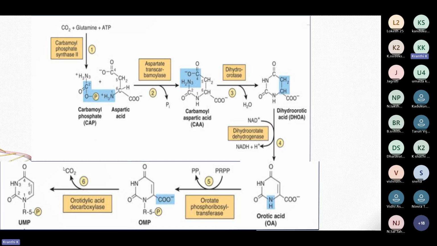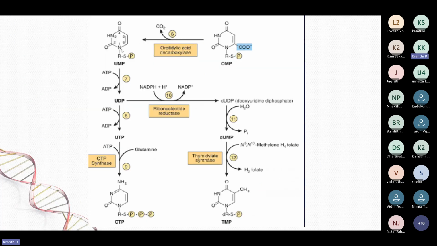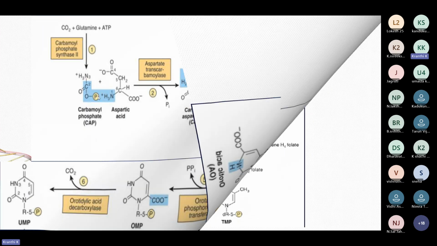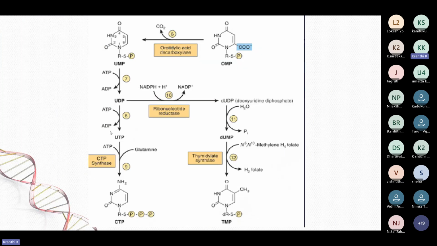Then this UMP, it's a monophosphate, right? This monophosphate is converted to diphosphate, then triphosphate. So uridine monophosphate, diphosphate, then triphosphate. Because of this phosphorylation, meaning adding the phosphate, UMP will form from OMP, then from UMP to UDP, then UTP. Then from this UTP it is converted to CTP, cytidine triphosphate.